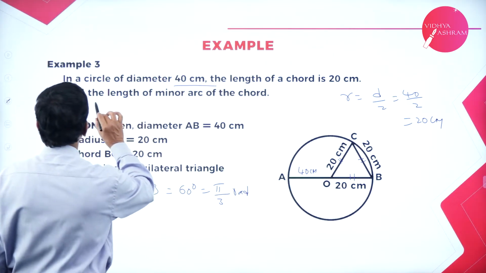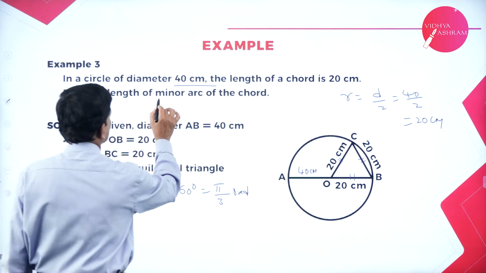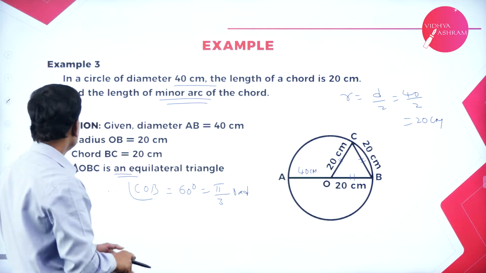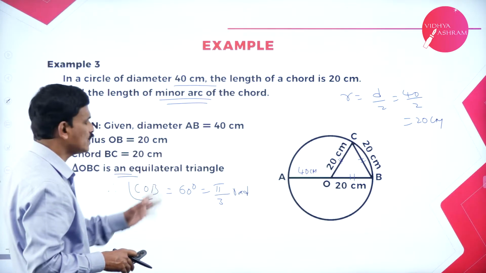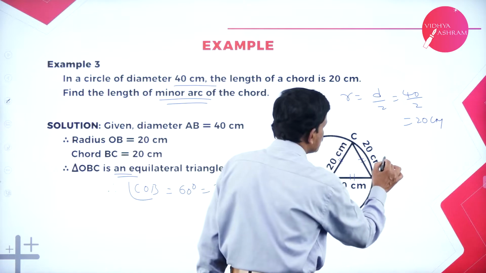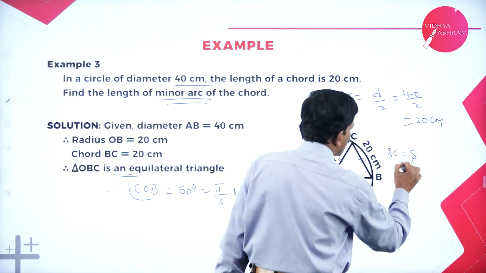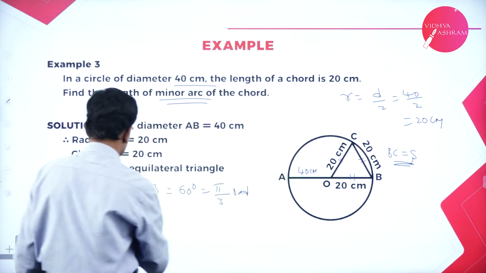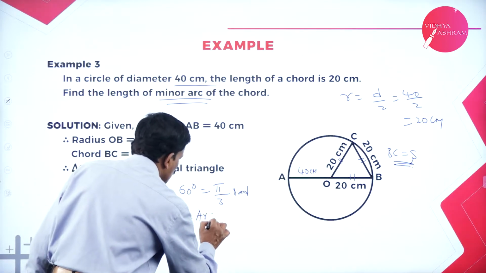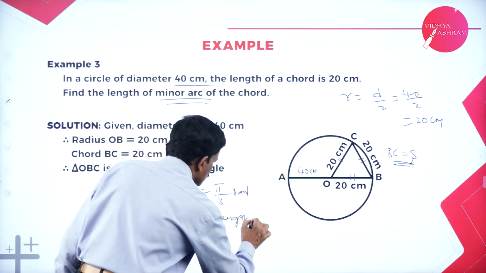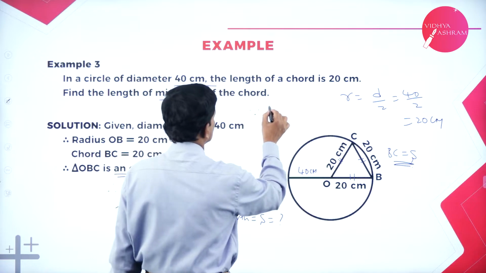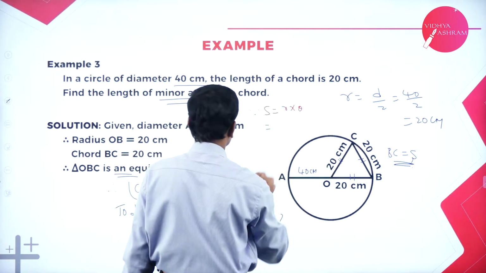Now, what is required to find? Find the length of the minor arc of the chord. Here, radius is given, chord length is also given, and the angle theta is also given. What is required is the arc BC, the arc length. Now, since we know the formula, S is equal to R into theta. What is the radius?